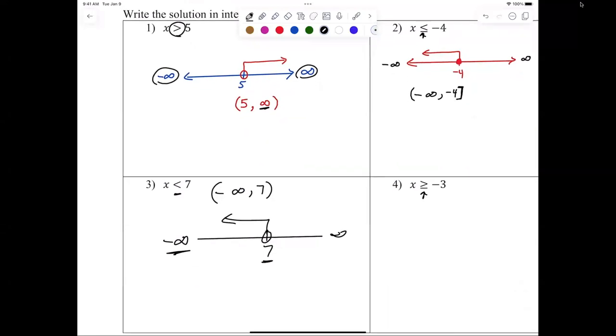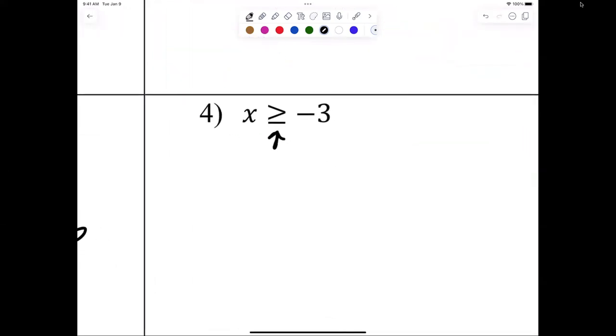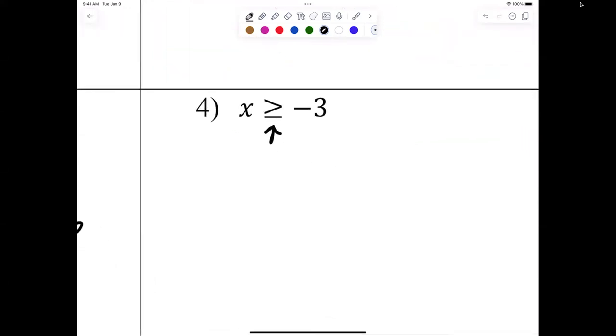Let's take a look at number 4. You're starting at what? You're starting at -3. And you're going where? To infinity. That's it. Bracket at -3. Parentheses at infinity. That's all there is. Those are all the possible outcomes.